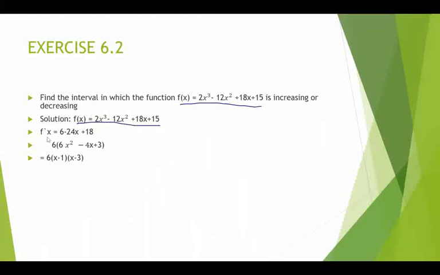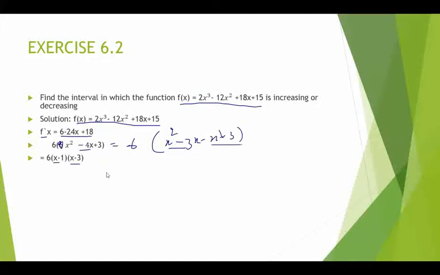The first step is differentiate with respect to x on both sides. 6 is the factor, common factor. It is 6 into x square, 6 4s are 24x, 6 3s are 18. X square minus 4x plus 3. It can be split as x square minus 3x minus x plus 3, so that the x is common between these two. Like that, x minus 1 into x minus 3 are the factors.